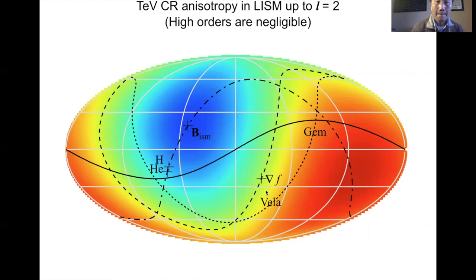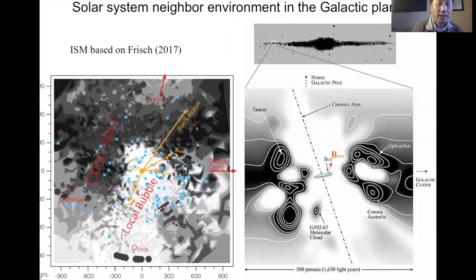The density gradient in the map in the galactic plane looks like this, superposed on the interstellar medium dust density. The solar system is near the edge of what is called the local bubble, where the density is low, and the cosmic ray density gradient points towards the local bubble and very close to the Vela direction.